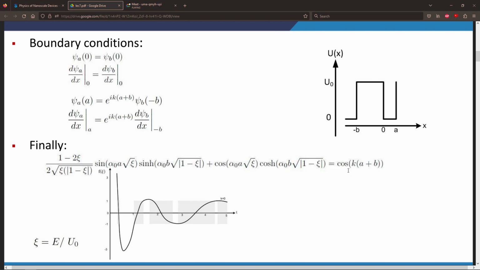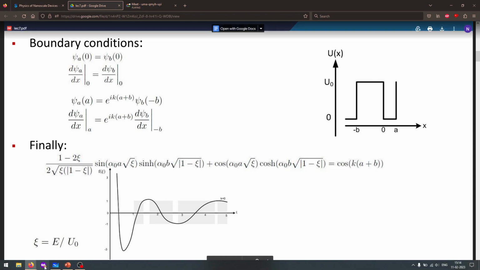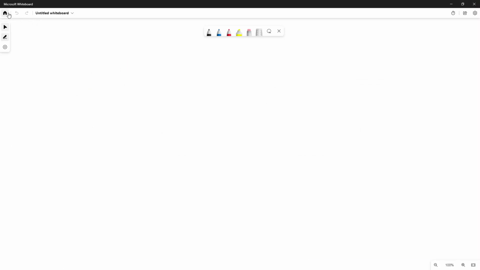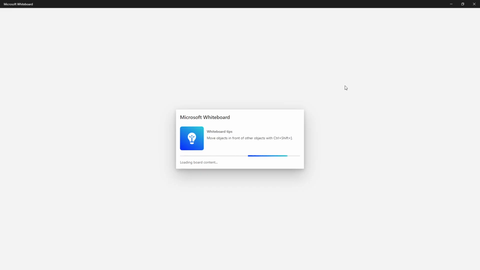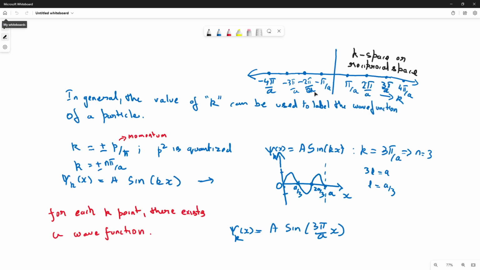Correct? Okay, sir. Do you remember when we solved the particle in a box? Finally, I will open that whiteboard also. So going back, I have those things here. If you remember, each of these k values corresponded to an energy state in the 1D box. Correct?